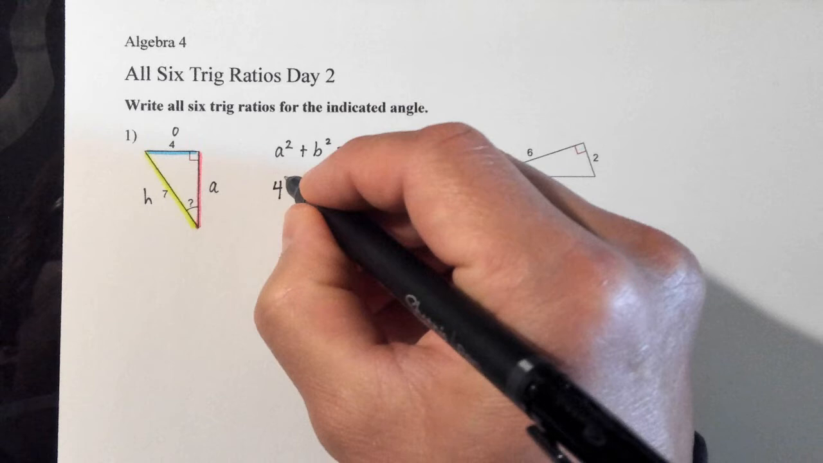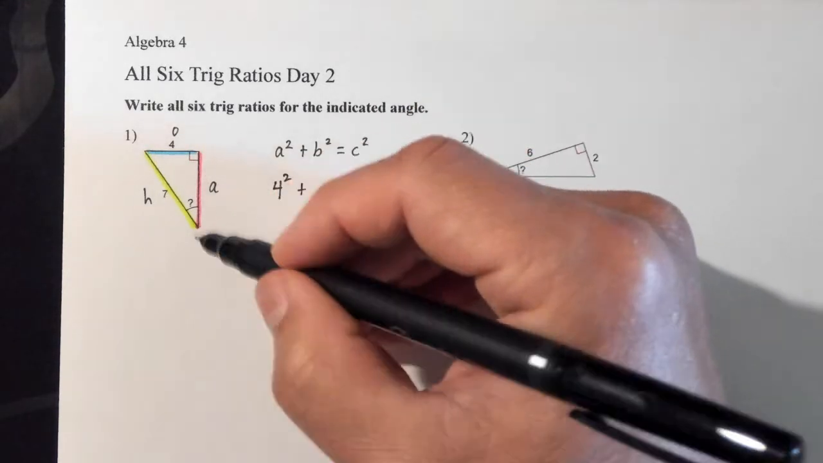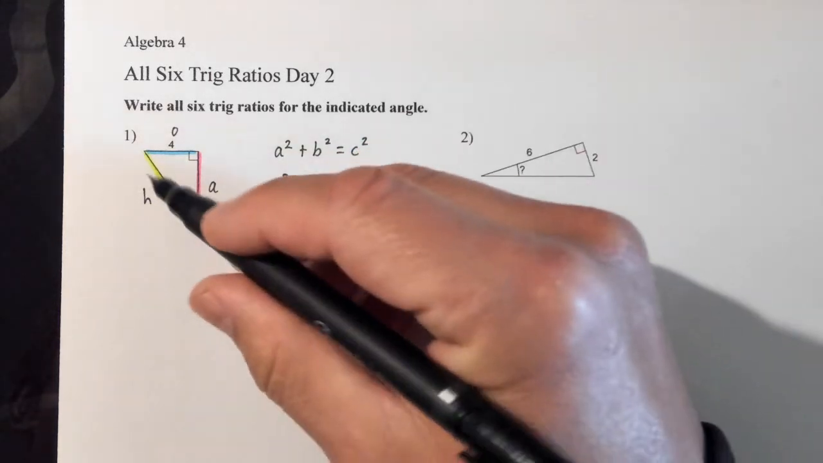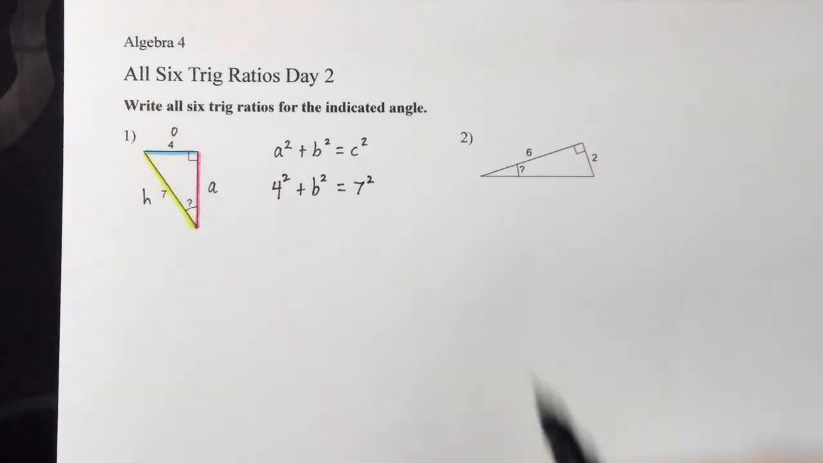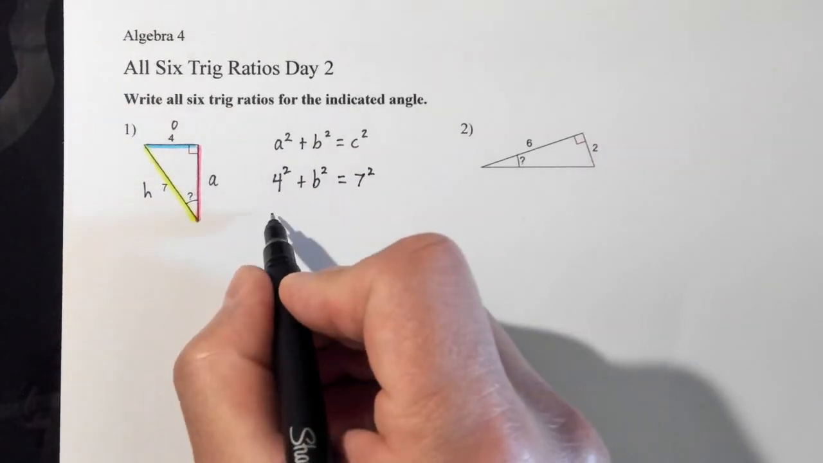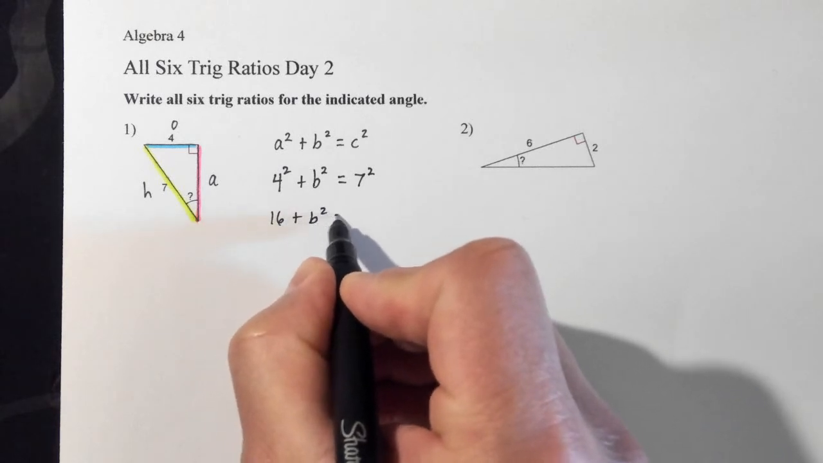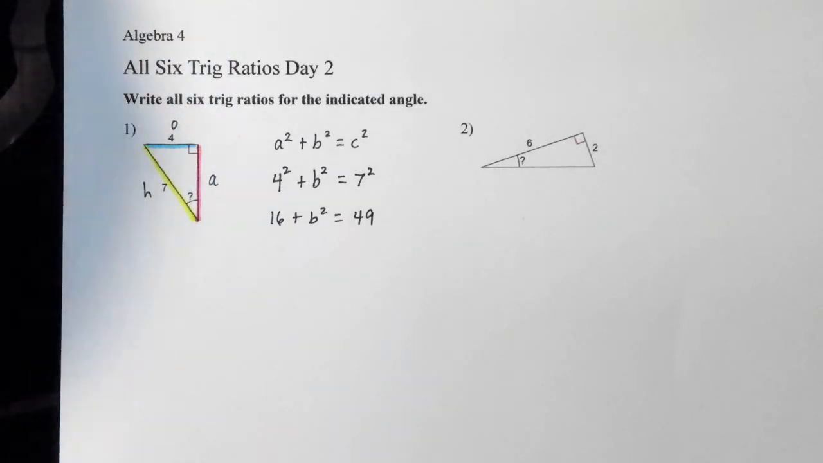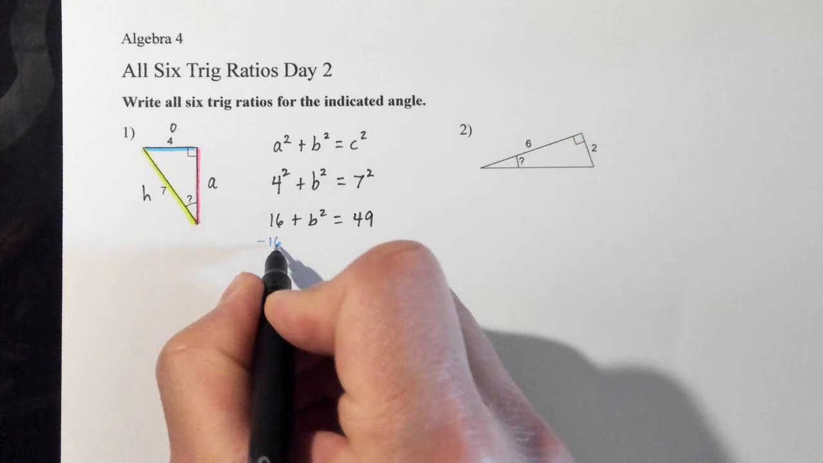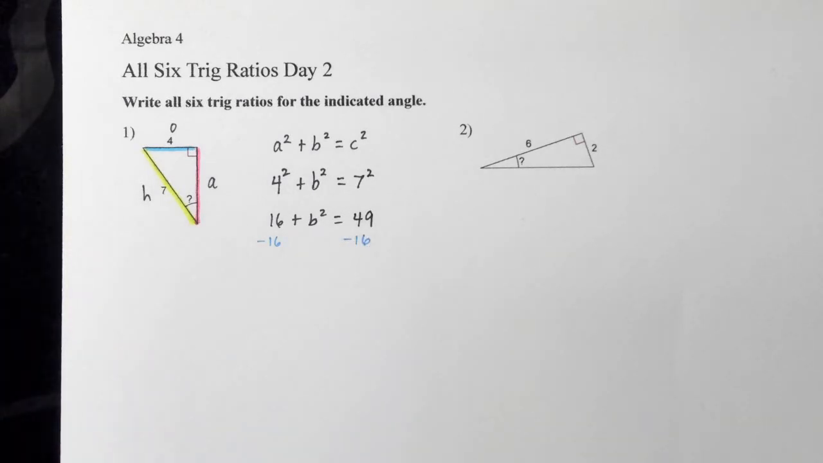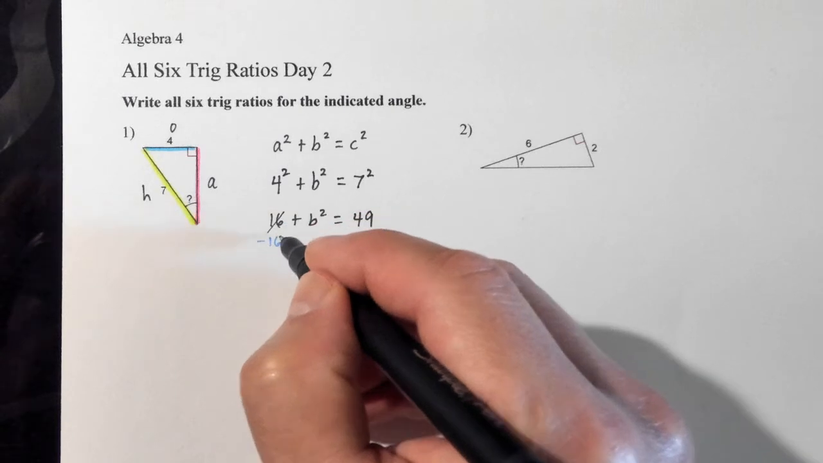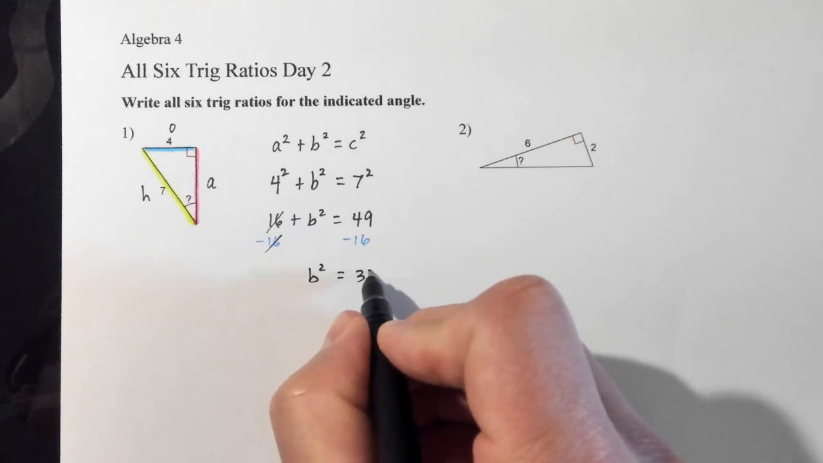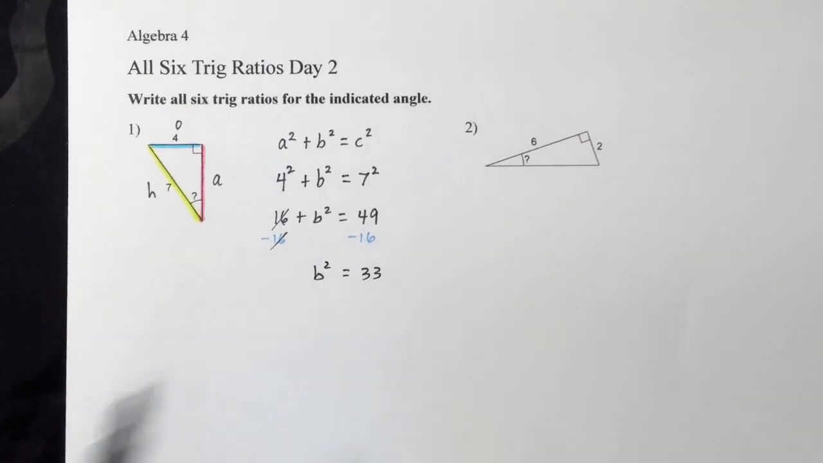So small side is 4 squared. The medium side, we don't know the length of it, and hypotenuse is 7 squared. And then you evaluate. You get 16 plus b squared equals 49. And then you subtract 16 on both sides. Now we're only giving you 6 problems because obviously these require more math, more skill. And then square root both sides.